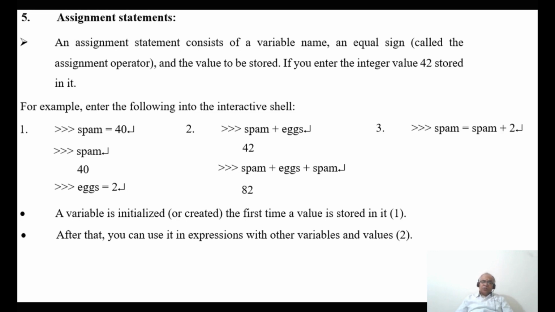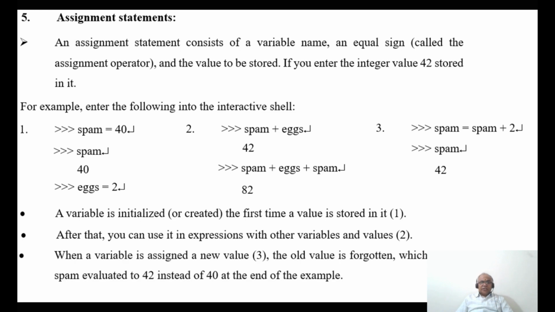Similarly, I want to reassign the original value with a different value by considering it as an expression. Suppose I say spam is equal to spam plus 2. The value of spam is 40 at first, and it adds 2 to that value. So 40 plus 2 becomes 42. That is, the output for spam is 42. When a variable is assigned a new value, the old value is forgotten, which is why spam evaluated to 42 instead of 40 at the end of the example.